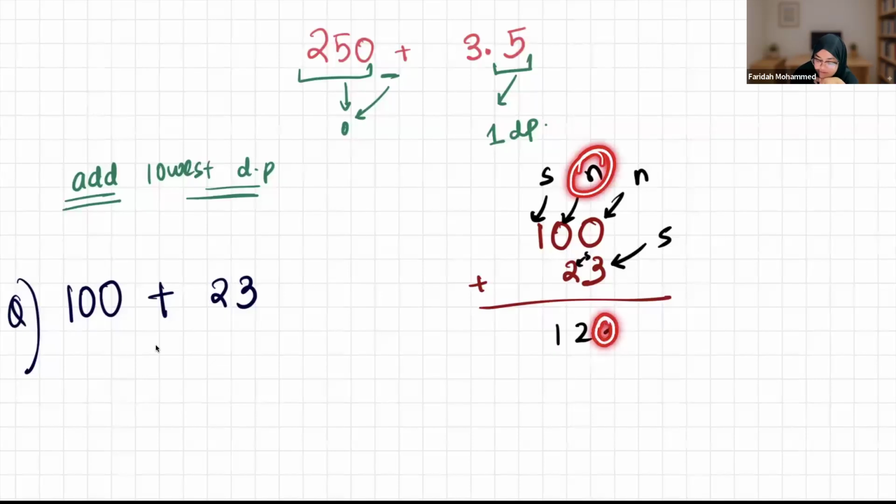Okay. But let's say, okay, so this is going to be 0. This is also non-significant and significant. This is also going to be 0. But is this going to stay 1? Yes, because the number after is 2. So it's going to stay as a 1. Okay. So try this one.